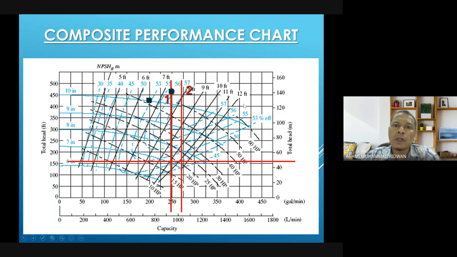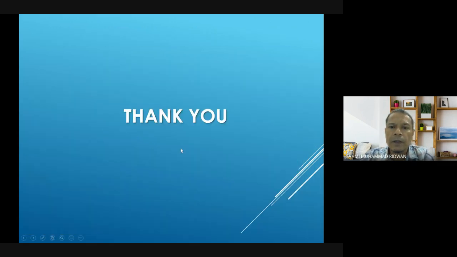So the complicated one is the composite performance chart. This chart determines the performance efficiency of the pump in correlation with net positive suction head, the power requirement, the capacity, and also the total head. So I think that is all for water conveyance and pumping.